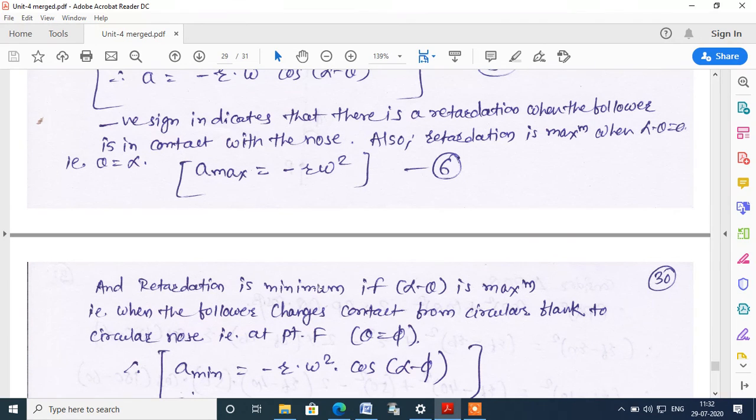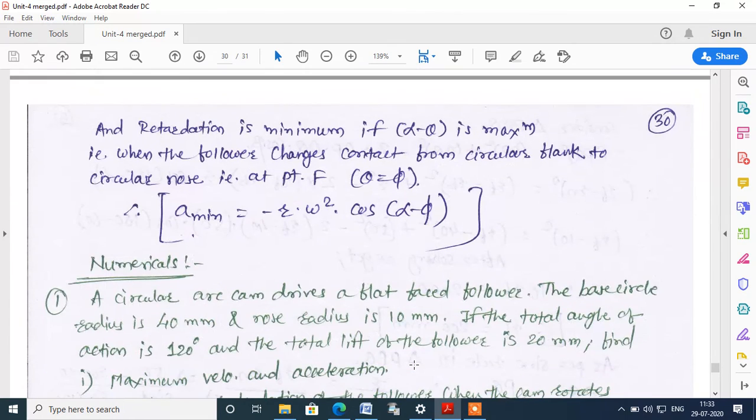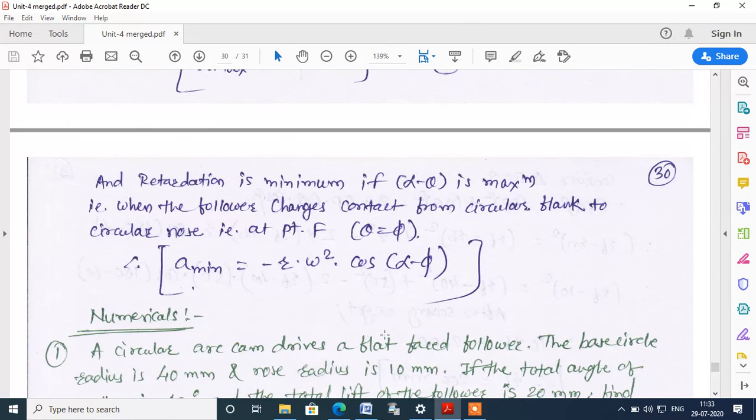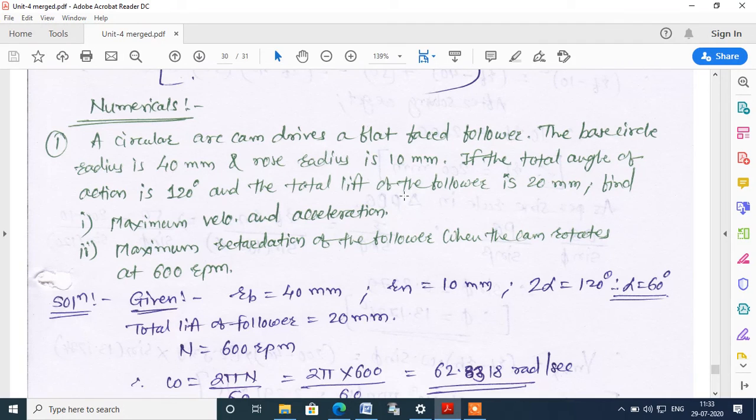And retardation is minimum when alpha minus theta is maximum, that is theta equal to phi. So A min equals minus R omega square cos (alpha minus phi). So these are the derivations for the flat face follower with contact on the circular flank and nose. This way we have seen this. Now we will see a numerical on this, and that will be discussed in the next class.